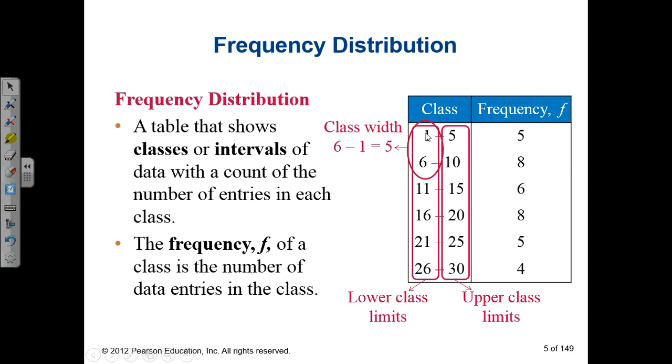The class width is the difference between 2 consecutive lower class limits or even 2 consecutive upper class limits. The difference between 6 and 1 is 5. The difference between 20 and 15 is also 5. So the class width is 5.